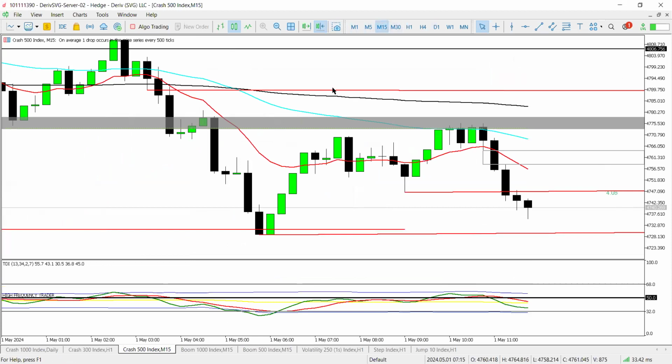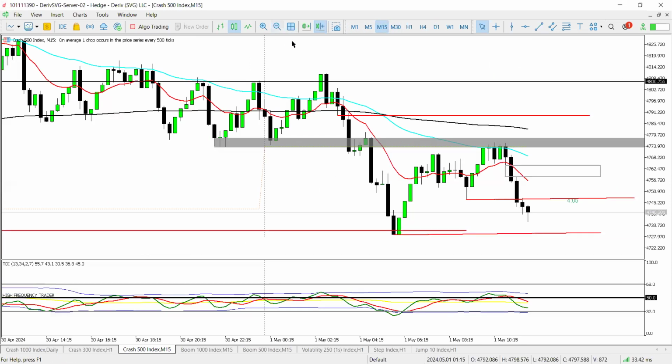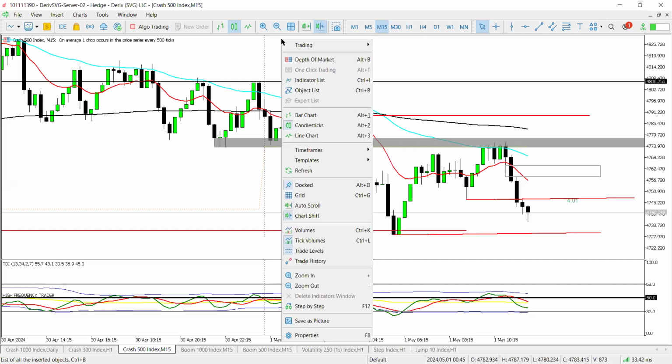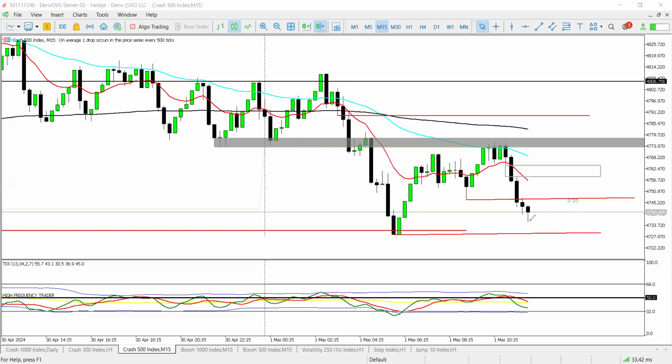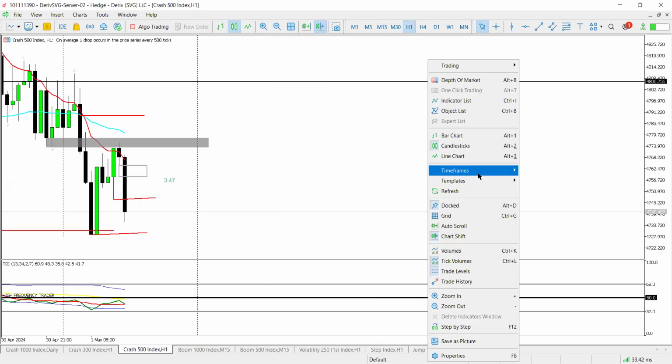Okay, we anticipate a pullback there. Let's wait for one. Should I leave it on M15? If you're on PC and you're waiting for a retracement, let me give you a tip. Once you see price retracing, you want to play around all the time frames you have, from H1 and every time frame available.